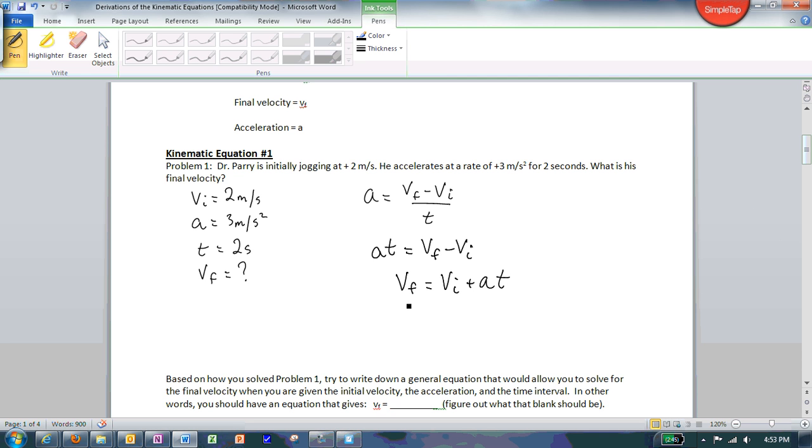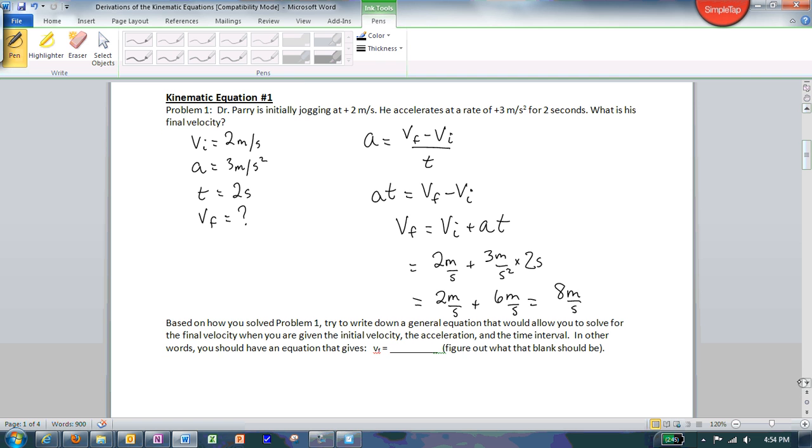So if we look at this problem, we now can say my initial velocity is 2 meters per second. I add on my change in velocity, which I find by multiplying 3 meters per second squared times the 2 seconds. And I get 2 meters per second plus this 6 meters per second. That's how much my velocity changed. And I get a total of 8 meters per second.